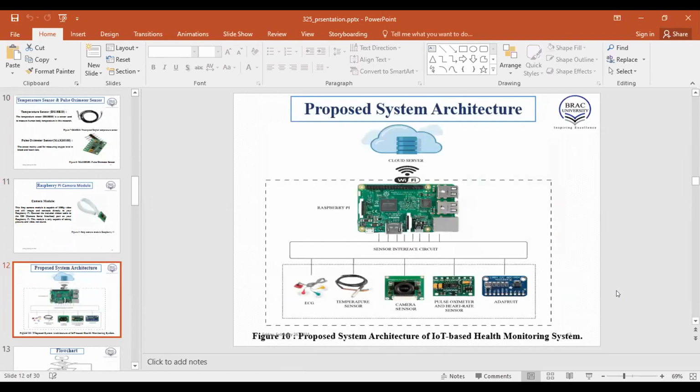Here is the proposed system architecture of an IoT-based health monitoring system. In this figure 10, a proposed architecture has been shown. At first, we have to collect all the health-related data using wearable sensors from a patient's body. The wearable sensors used here are the ECG sensor, temperature sensor, camera sensor, and pulse oximeter sensor.